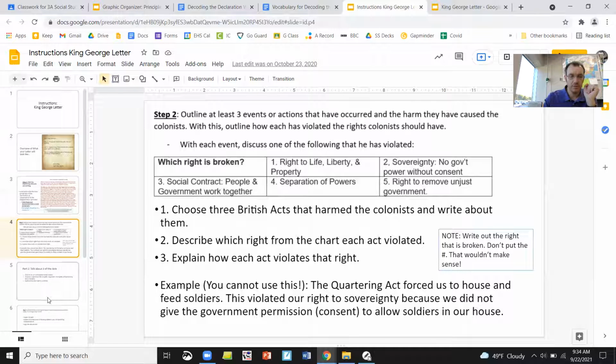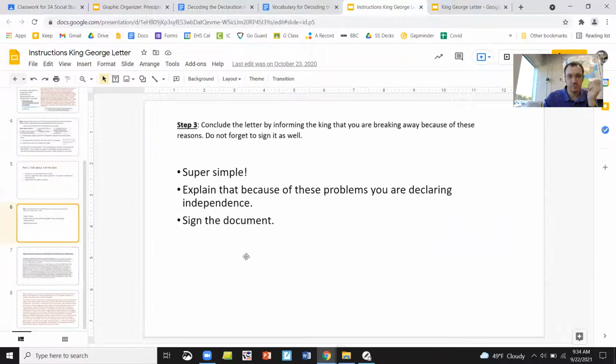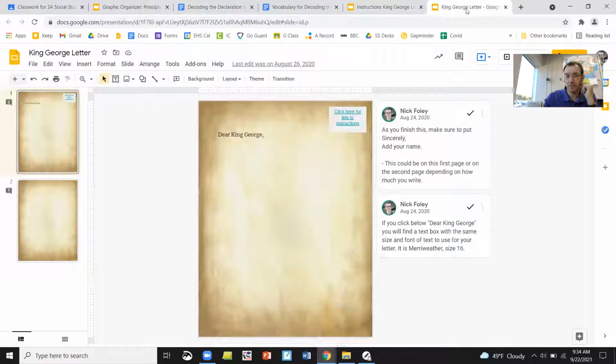Then the third part is the simplest. It's literally explain that because of these problems, you're declaring independence and sign your name. So the King George letter is the only one that will be graded for this. It will be a summative assignment, so it'll be a higher point category than a normal assignment.